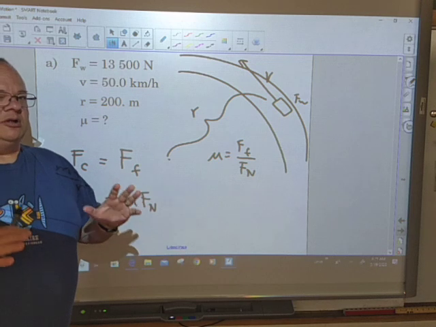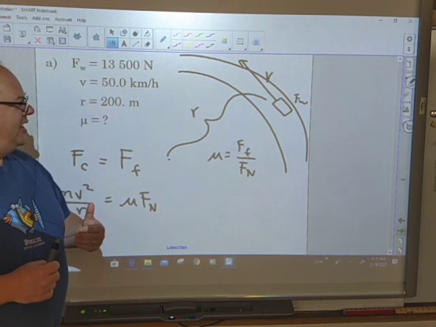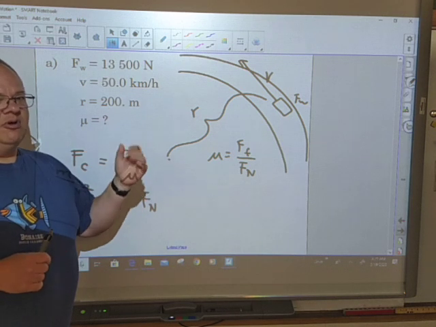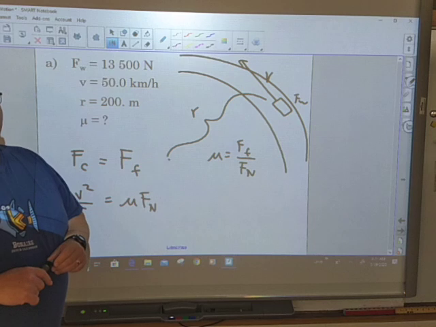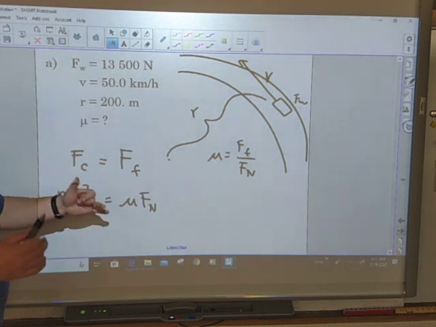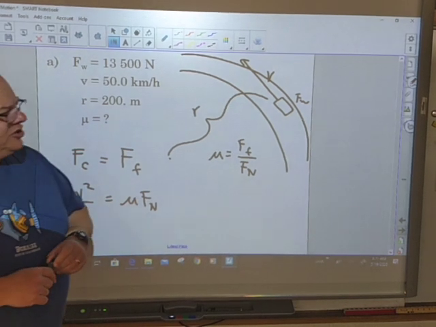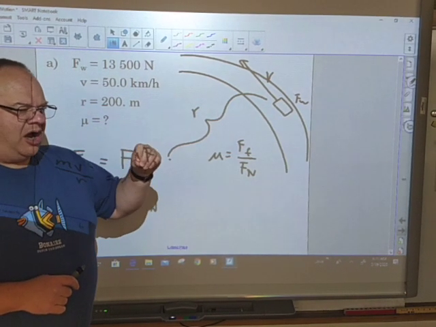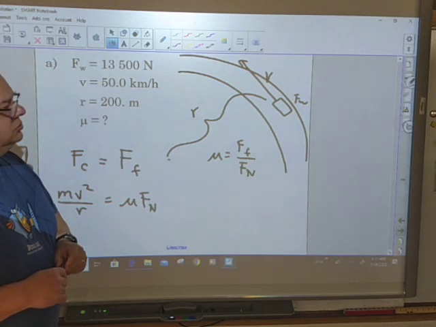You've been in class for a semester. You ought to look at that and say, hey, those labels don't match the rest of what I'm working with. I'm going to have to do a unit conversion on that. R was meters, that's okay. Over here, mu is what we're looking for. All right, what is the normal force? How much force of contact does this car have with the road? It turns out that would be its weight.